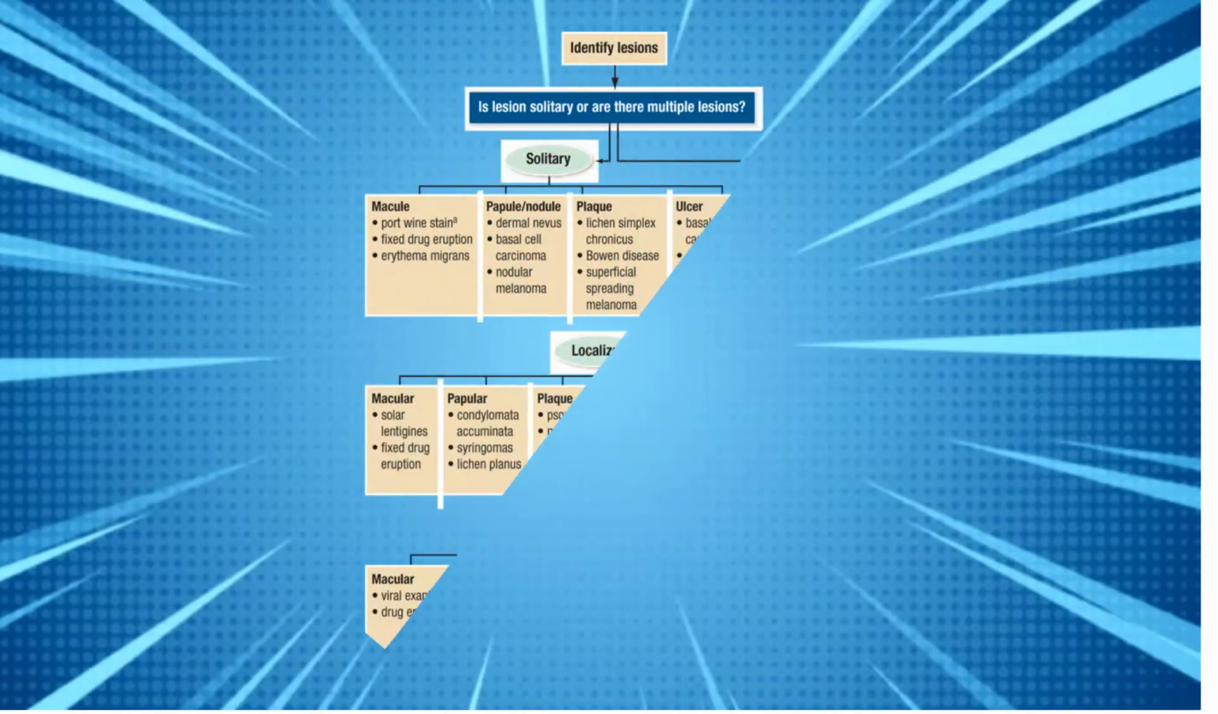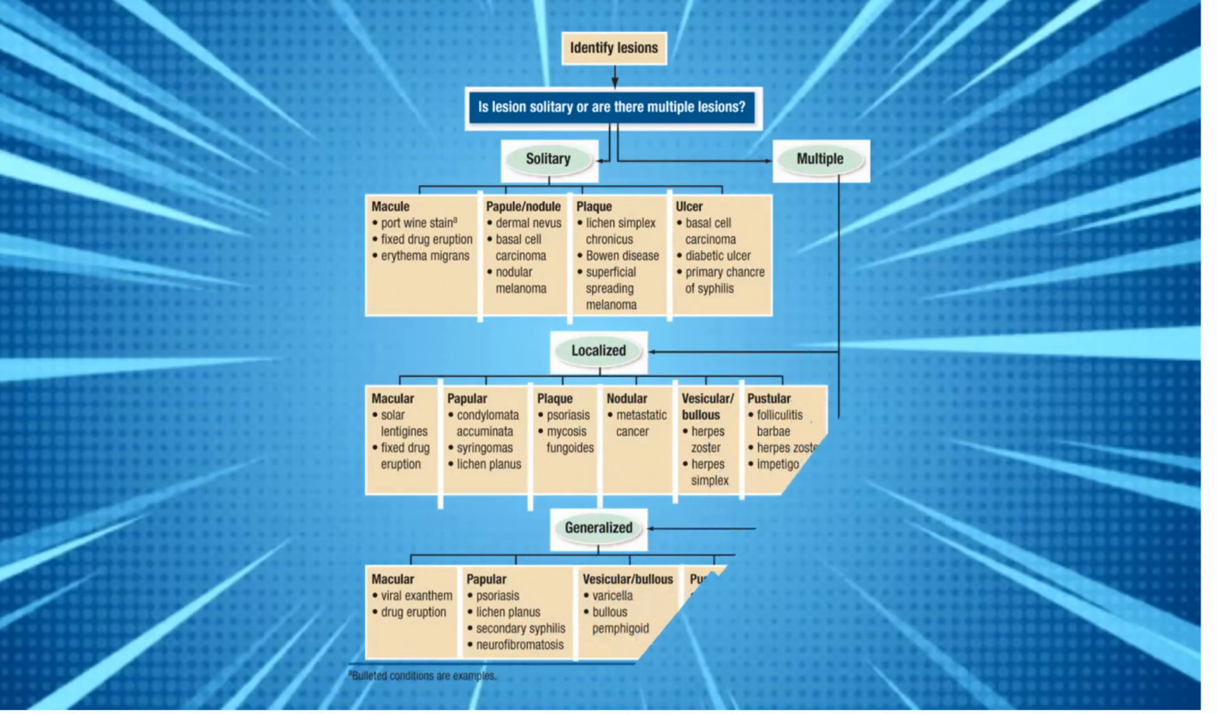So we have Mrs. J in our office. Where do we start? We need to identify this lesion. So we found this awesome little flowchart, and it should help us come up with a diagnosis. We'll start at the top. Is the lesion solitary or are there multiple? And we'll go down from there. Is the lesion localized or is it generalized? And we go from there. These give us a general idea of what her rash could be.